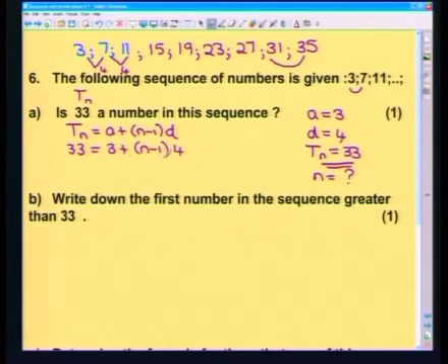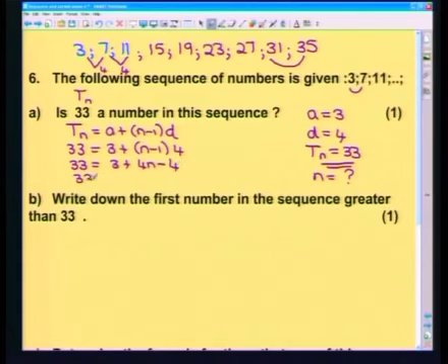Right, so let's tidy this up and solve for n and see if that is even remotely possible. So what I'm going to do is, you can decide, most pupils times this out. You can work without it, so I'm going to go with what most people would do. It's 33 equals 3 plus 4n minus 4.